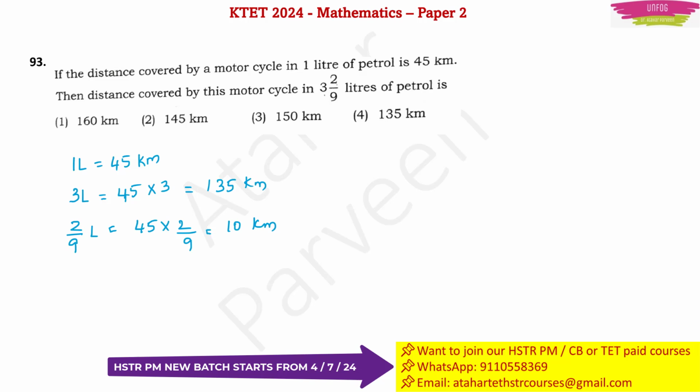And the fraction which is there along with the 3 liters, it is 2/9 liters. So that also you have to multiply with 45, and you will get 10 kilometers. So for the total 3 2/9 liters, the distance will be 145 kilometer. And that is what the question asks, right? So option 2 will be the correct answer, and this is also a very simple question, so I will rate it as an easy question only.